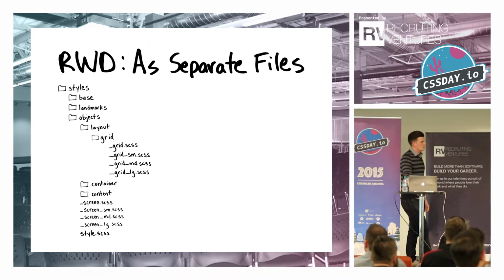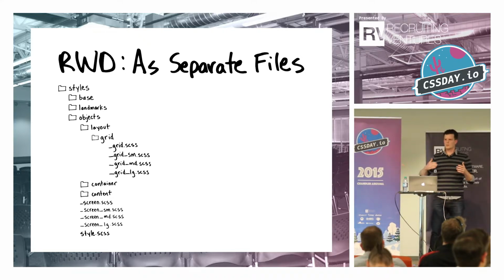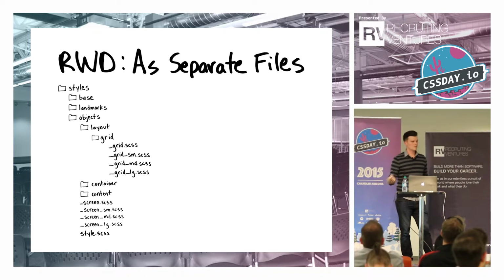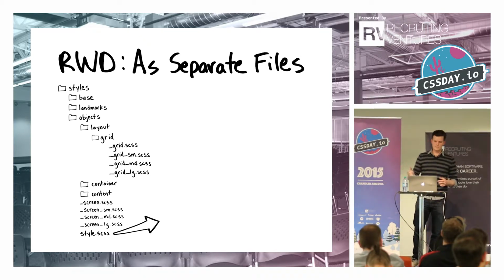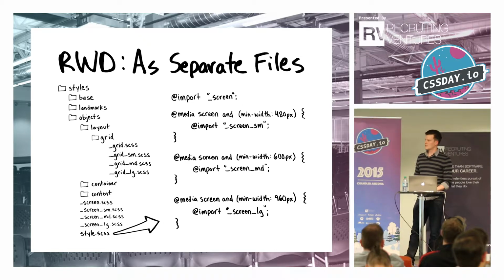Looking at our code base now, we've added a few more files, and if you look down at the bottom, you'll see our screen files. These map directly to the viewport naming convention, right? So our grid file will be imported into screen. Our grid small is imported into screen small, etc. All the way down until we get to our style.scss file, and here's what that looks like.